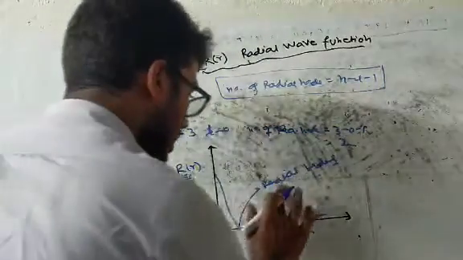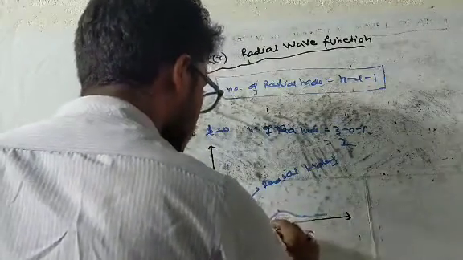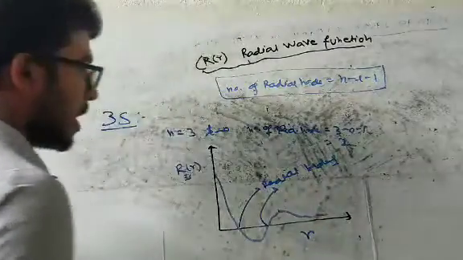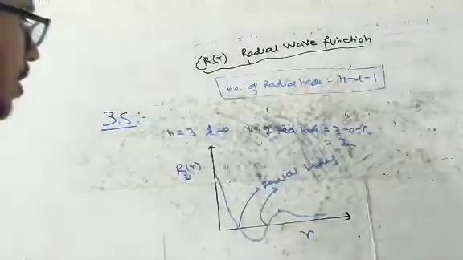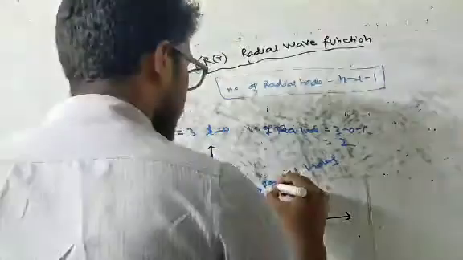This is not the radial node. So these two points are the radial nodes of the 3s orbital.